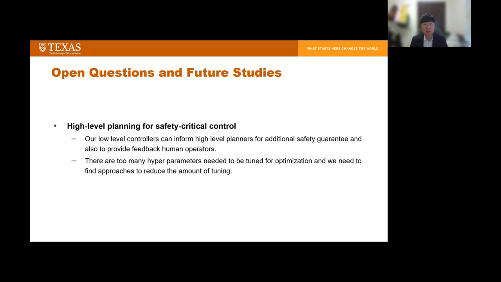Lastly, I need a very interactive high-level planner for additional safety warranty. Also, there are too many hyperparameters needed to be tuned for our optimizations. If we find these parameters autonomously, our approach will be more useful in real human life.